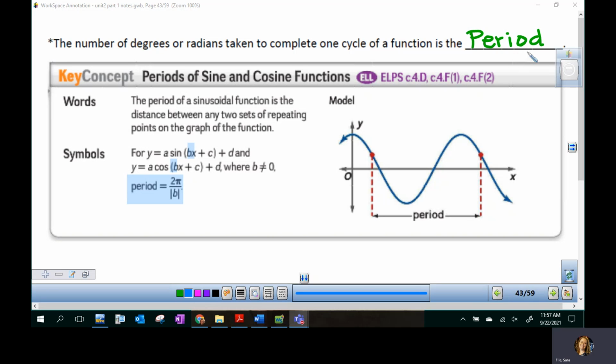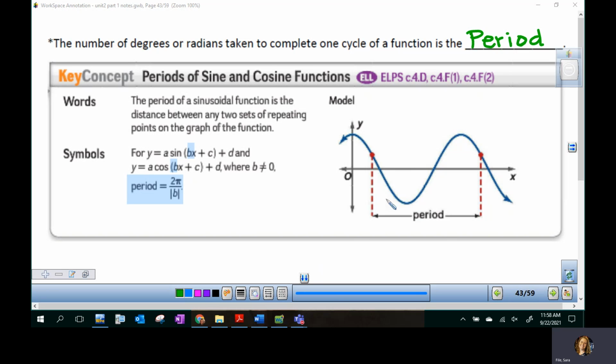The period of the function is how many degrees or radians are in the function from one point to a point where it starts repeating itself. In this picture, it shows this point in red, and then you go through and get back to that same point and it starts repeating the same pattern again. So the distance between those two points, that's the period. That's one cycle, and the width of that cycle is the period. It's going to be in degrees or radians.